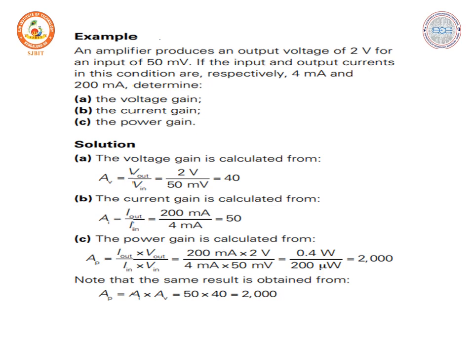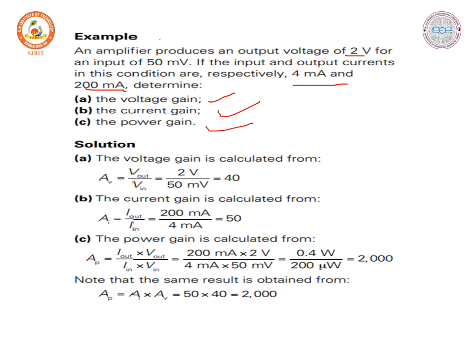Considering an example using voltage gain, current gain and power gain. An amplifier produces an output voltage of 2 volts for an input voltage of 50 millivolts. The input and output currents in this condition are respectively 4 milliamperes and 200 milliamperes. In this case we have to find the voltage gain, current gain and power gain.